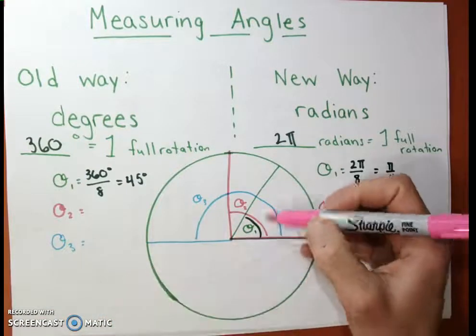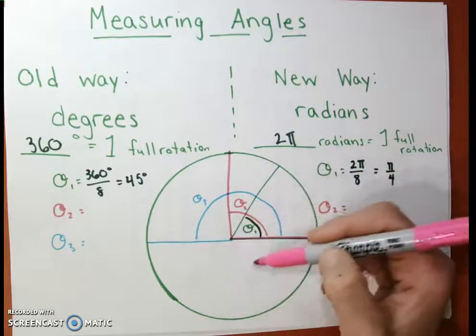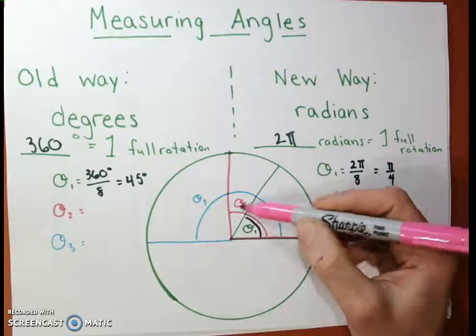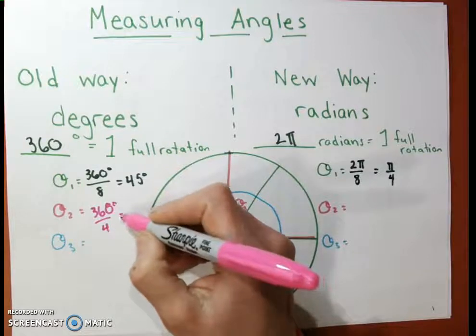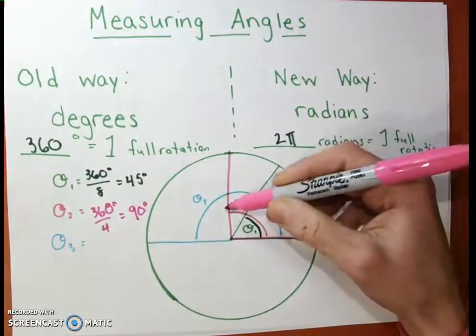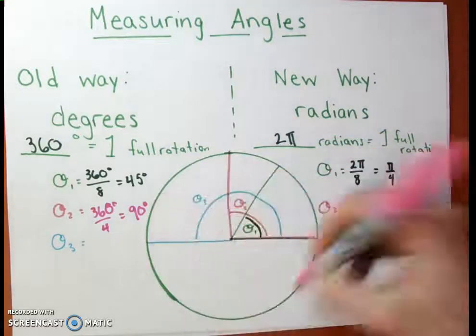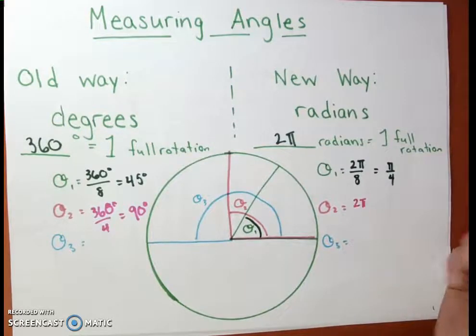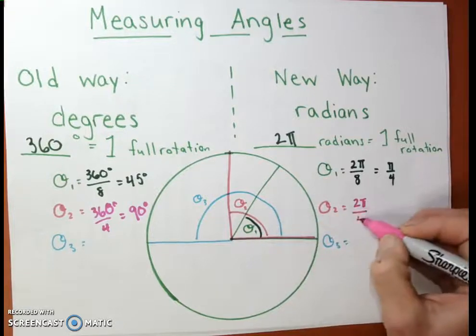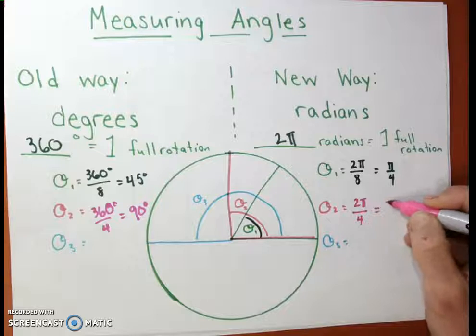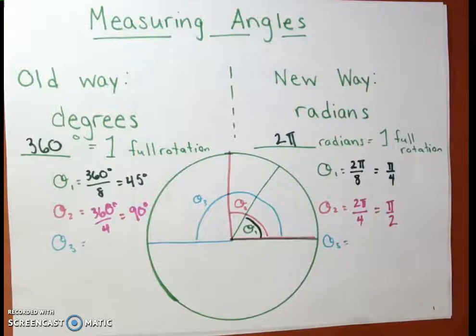So let's do another one. Here's our right angle from before. We separate our 360 degrees into 4 equal parts. 1, 2, 3, 4. And so 360 divided into 4 parts is 90 degrees. And so that pink angle, theta 2, is 90 degrees. If we do it in radians, then our whole circle is 2 pi, and I'm dividing it into 4 parts, 1, 2, 3, 4. So one of those 4 parts measures 2 pi over 4 radians, which is just pi over 2 radians. This tells us 90 degrees is like pi over 2 radians.